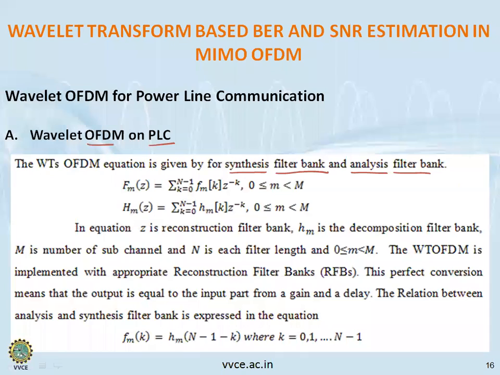So now we are planning to implement power line communication with the help of Fourier transformation. For that, as I was telling, we need to design filter banks. A minimum of two filter banks are essential. The first one is the synthesis filter bank, and the other is the analysis filter bank.